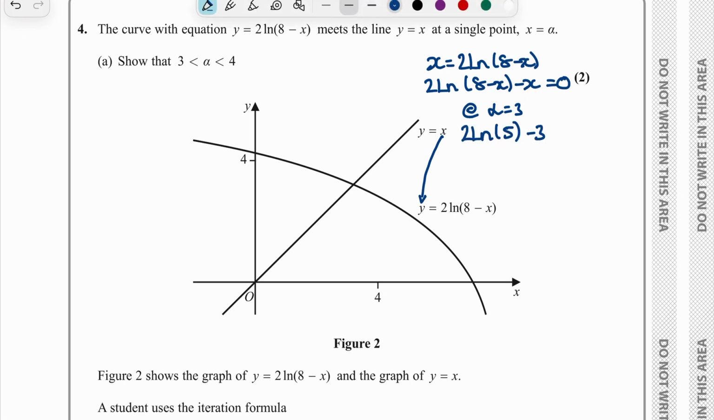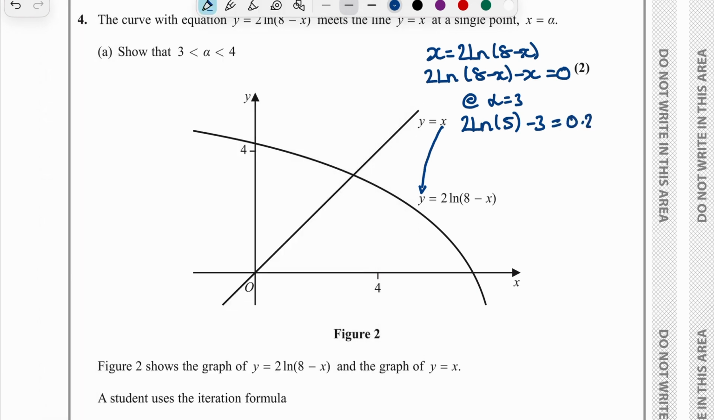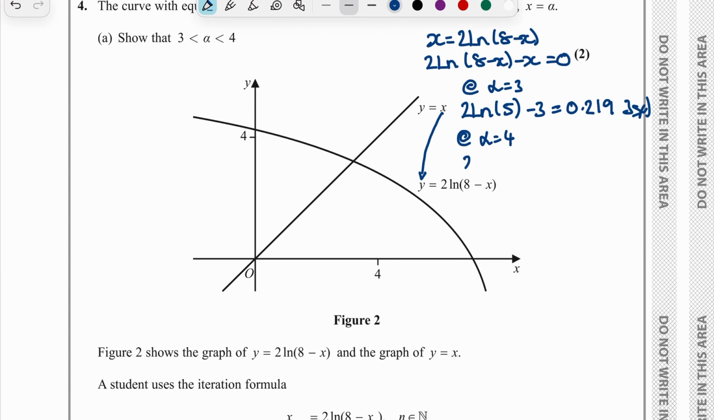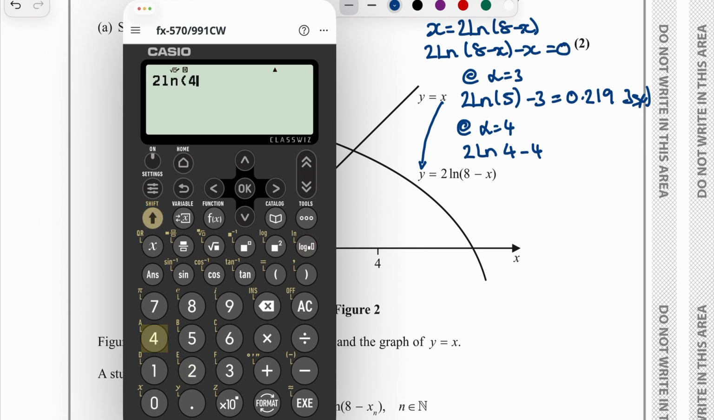And then we can put this into our calculators. We want 2 times the natural log of 8 minus 3 minus 3, and we get 0.2188. So I'm going to say 0.219 to 3 significant figures. And then at alpha equals 4, we've got 2 times the natural log of 8 take away 4 minus 4. And we get negative 1.23 to 3 significant figures.